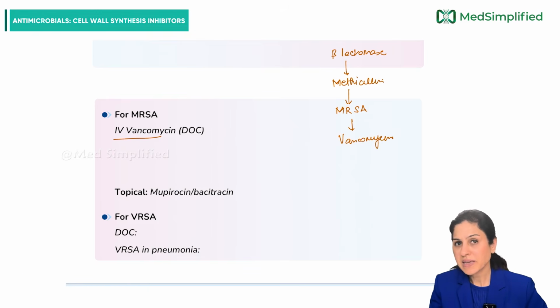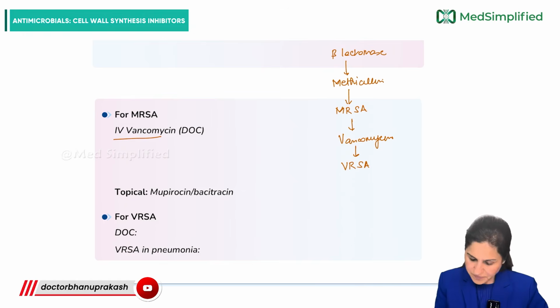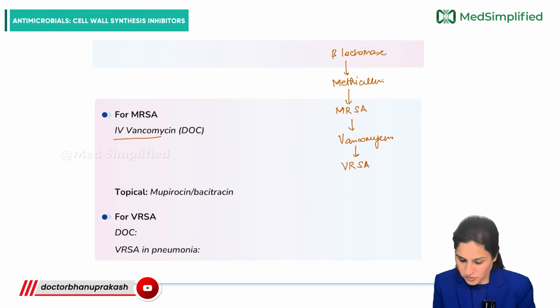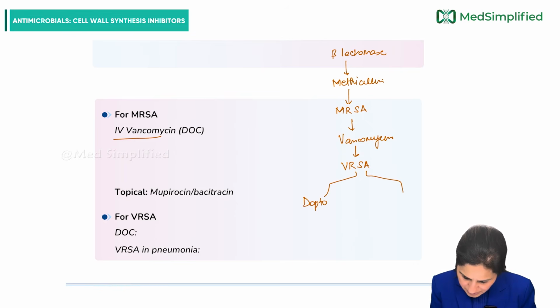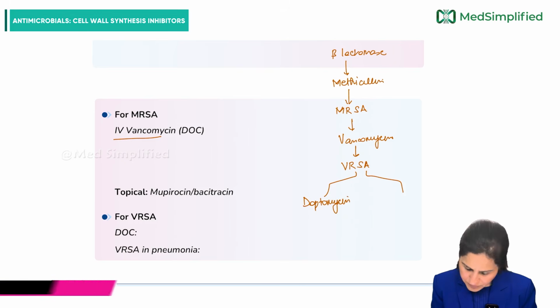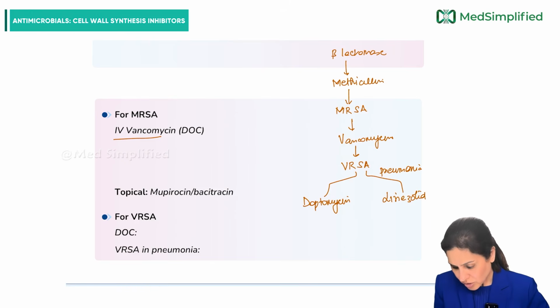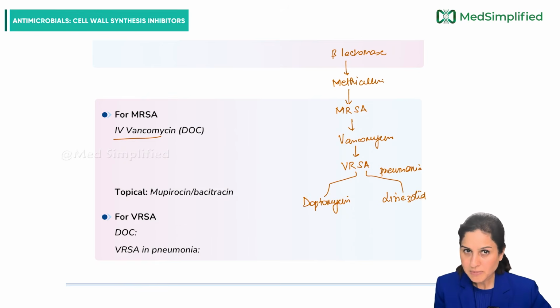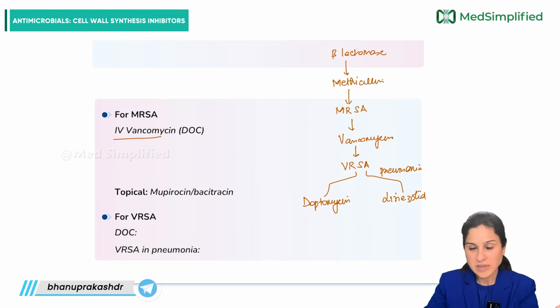But organisms became more intelligent and developed vancomycin-resistant Staph aureus. Now for this, you have two types of drugs. One is daptomycin. You can give it, but if it is VRSA associated with pneumonia, then you can't give daptomycin. Then you give linezolid. You can't give daptomycin in pneumonia because there is degradation of daptomycin by the surfactant in the lung. So it won't be effective. So you give linezolid. So this is a table that you should know.